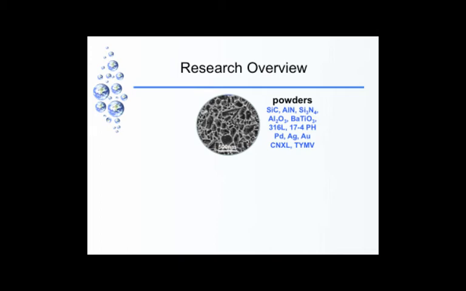So in terms of powder, some of the systems that we have worked with commonly include ceramics, but we've done some work with some metal powders as well. And we have worked with some polymer powders as well. CNXL is cellulose nanocrystal. And TYMV is turnip yellow mosaic virus.